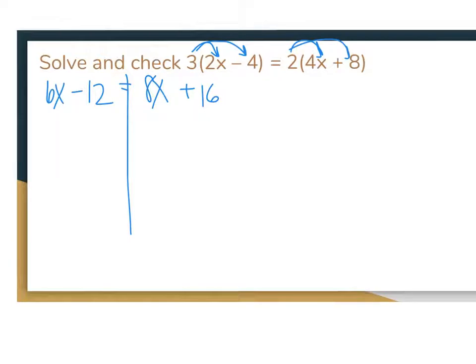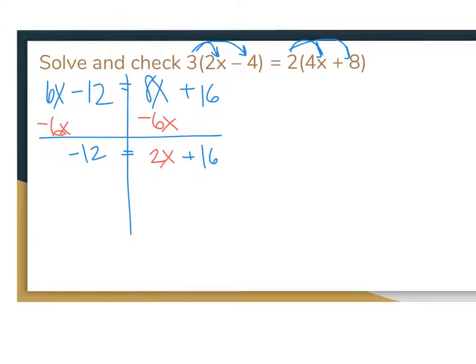Okay? So I'm going to get rid of the 6. So I'm going to subtract 6 on both sides. So what I do to one side, I have to do the other. And what that allows me to have is I bring down the negative 12 because I didn't do anything with it. The 8x minus 6x becomes 2x. And then I didn't do anything with the 16.